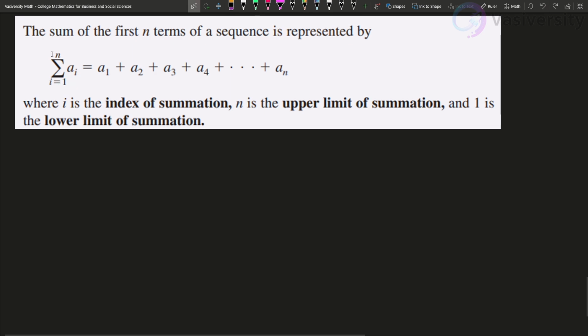Okay? So let's take a look at the example here. Example 2.1. So if we say the sum for i equal to 1 up to 5 of 3 times i. Okay?